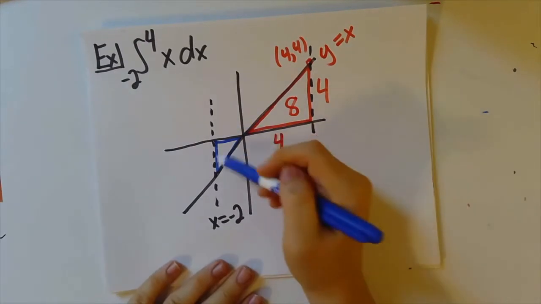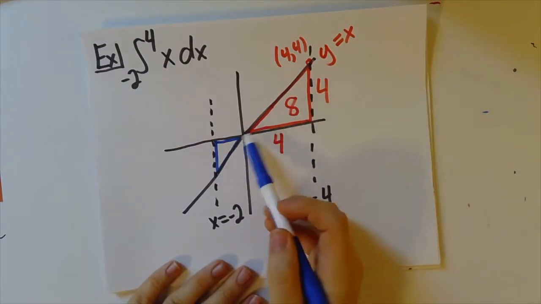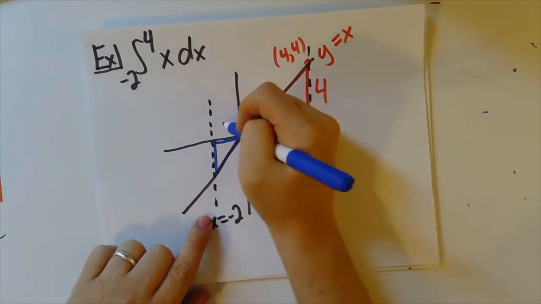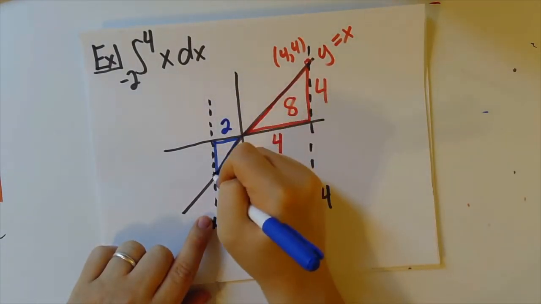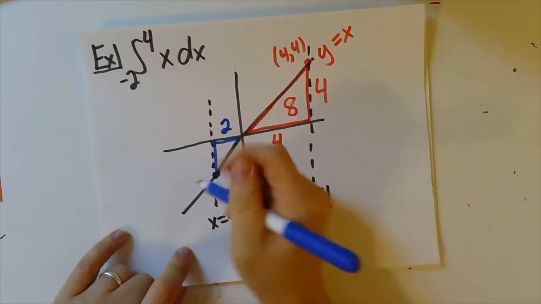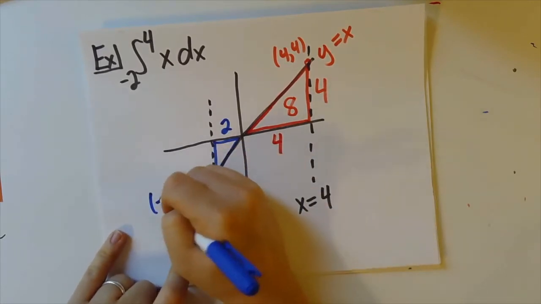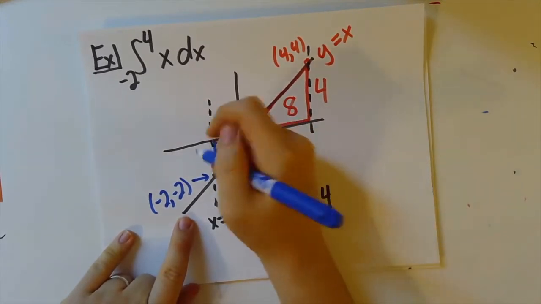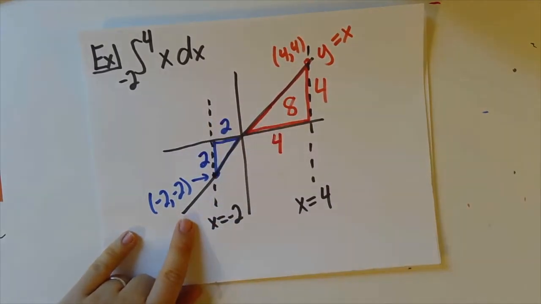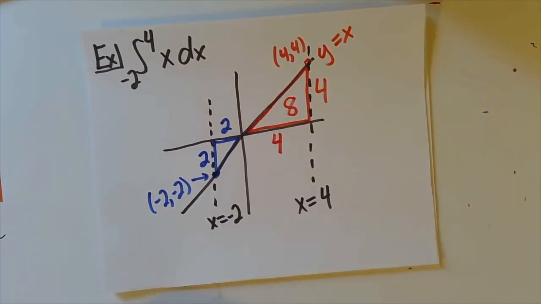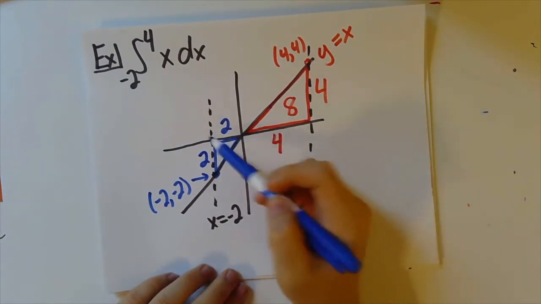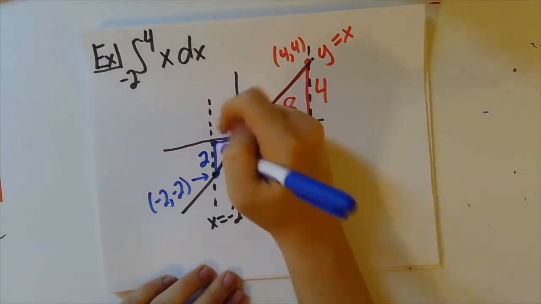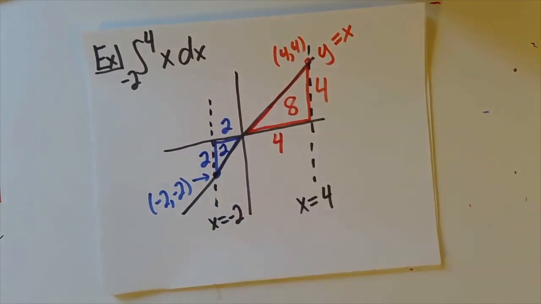And when I go to look at this triangle, you'll see the width of this triangle is 2 because it goes from -2 over to 0. Okay, and because this point here is (-2, -2), that tells me the height of this triangle is also 2. And so this is a triangle with width 2 and height 2, and so its area is 1/2 of 2 times 2, which is 2.